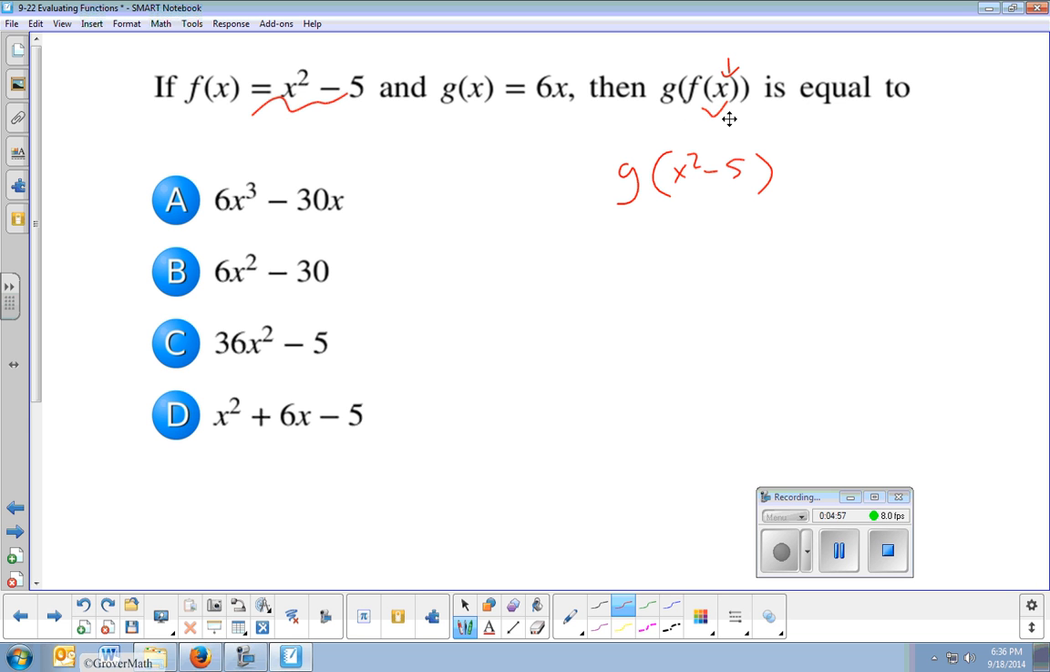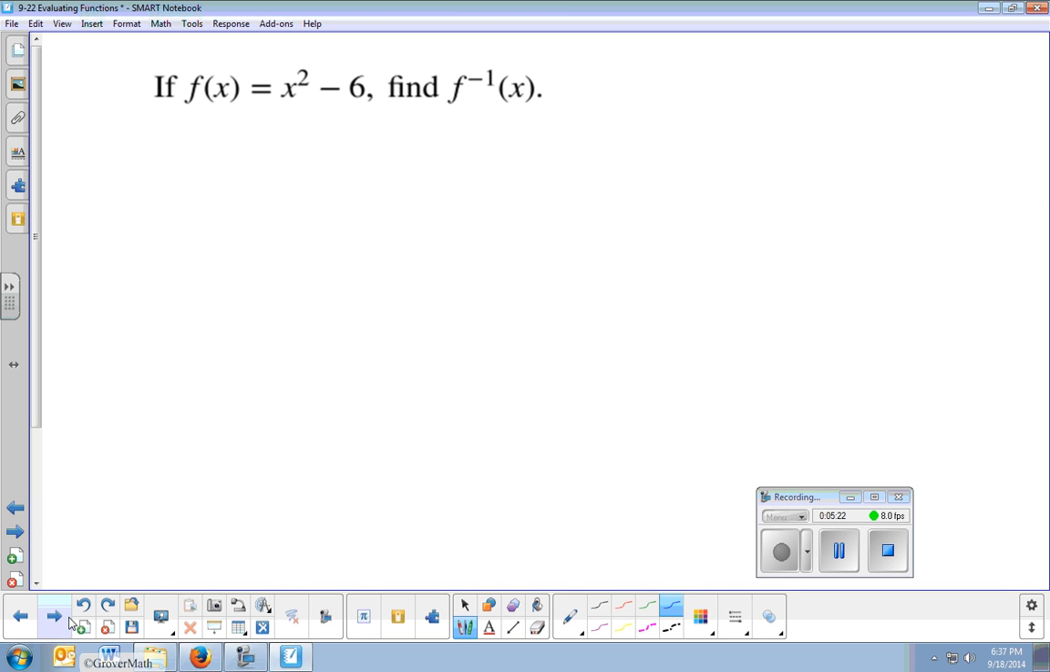And so you have to be a little careful here. These are a little tricky when you're plugging kind of an expression into an expression. And then what are we doing for g in this function? G of our input, g of x, is 6 times x. It's 6 times our input. So this is going to be 6 times x squared minus 5, which is 6x squared minus 30. The answer is B.